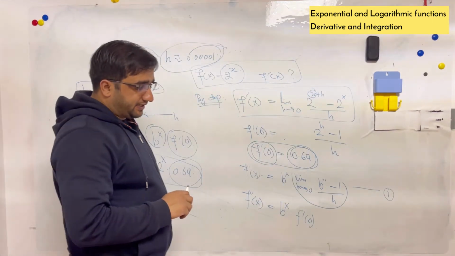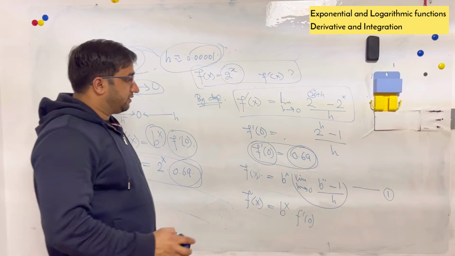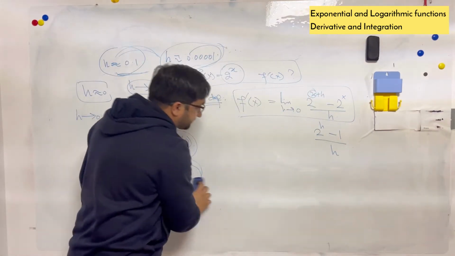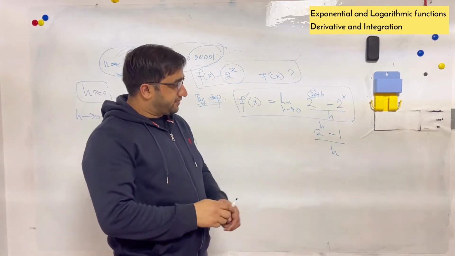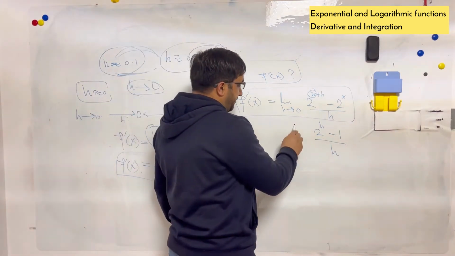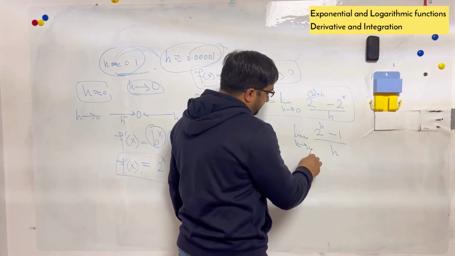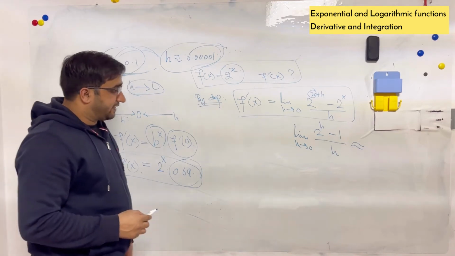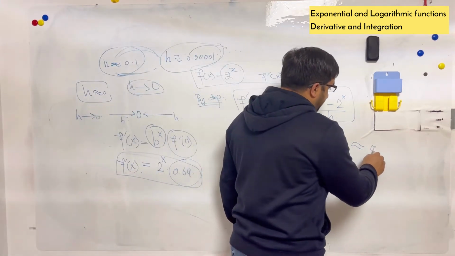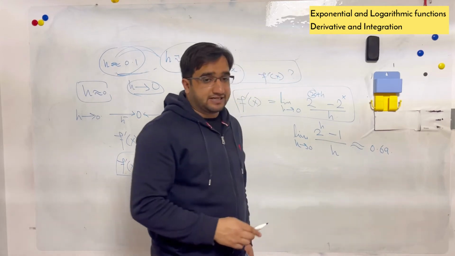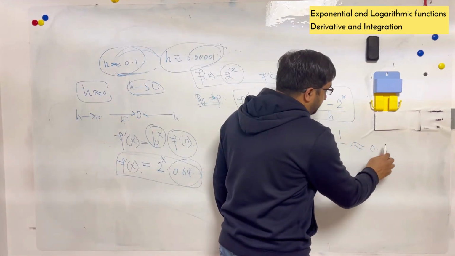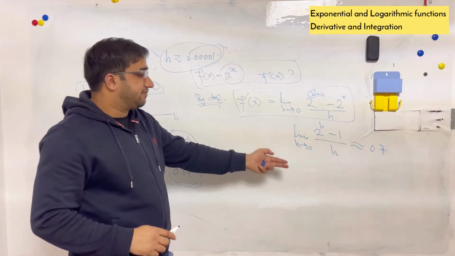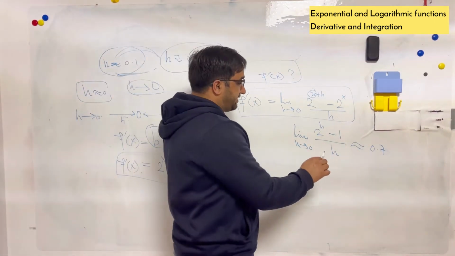The definition of the number e. So we have seen that the number 2 raised to the power h minus 1 divided by h, when limit h approaches 0, is the number we calculated just now, 0.69. If you go closer, maybe you will get 0.7. If you make a better choice for h, maybe you will get a better answer, but the answer is somewhere around this.